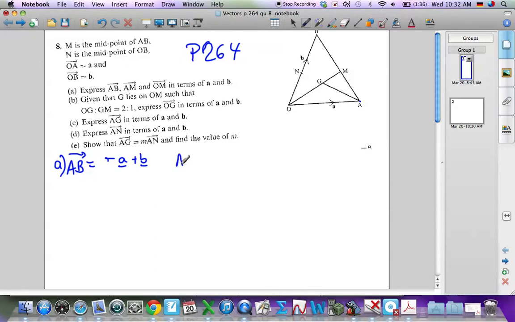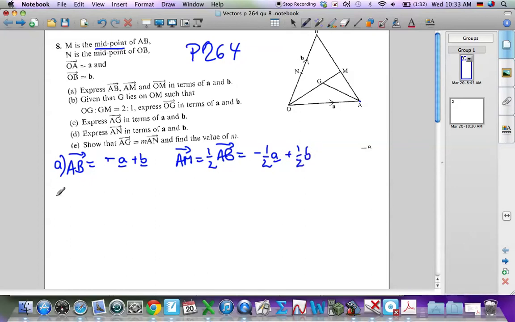Then they want me to find AM. So A to M, lots of alternative routes, but I can use the fact that I've just worked out A to B, and A to M, because of this fact, is halfway along. So this is half of AB, which is a half times all of these, so minus a half A plus a half B.